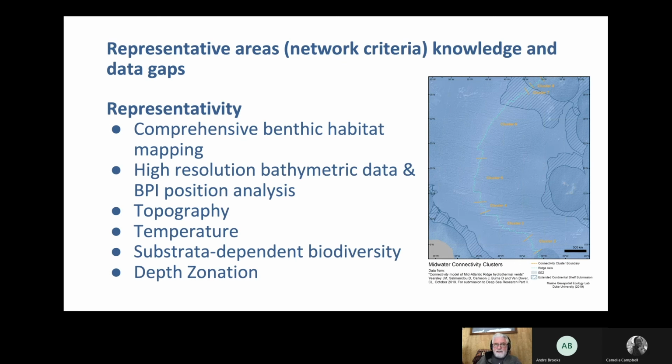So under representativity, we need to have more comprehensive benthic habitat mapping. We need to have much higher resolution bathymetric data and benthic position analysis, topographic analysis, bottom temperature, substrate-dependent biodiversity, depth zonation. This list could go on much longer than this slide. But the idea here is we need to have that broad regional context to be able to say, are we representing enough of this region in the protection network to actually satisfy our criteria?